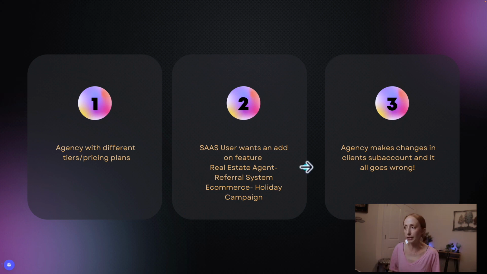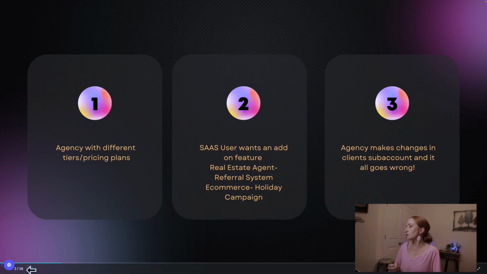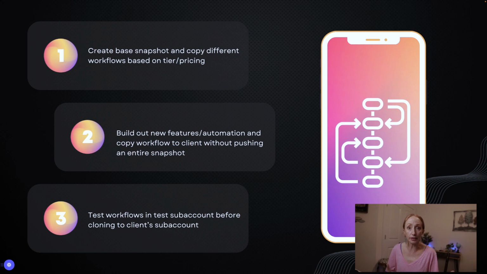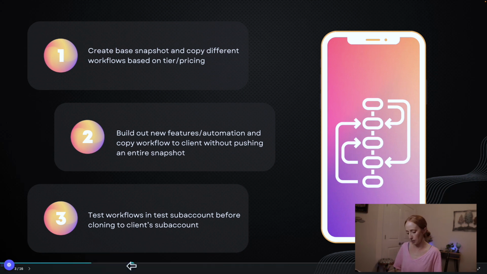Say you have a real estate agent, for example. That's my niche right now. And let's say you're offering review generation and it's going wonderfully, but they would also like a referral system to stack on top of that. A workflow is the perfect way to do that, right? So an easy way to just push out that one feature, building out that workflow for the referral system and automation, copy that workflow to the client that's requesting it, and you are completely good to go.